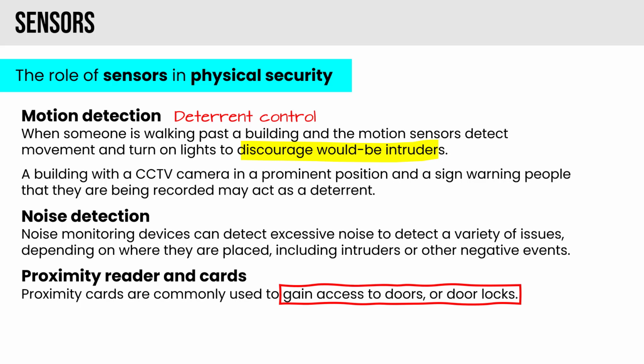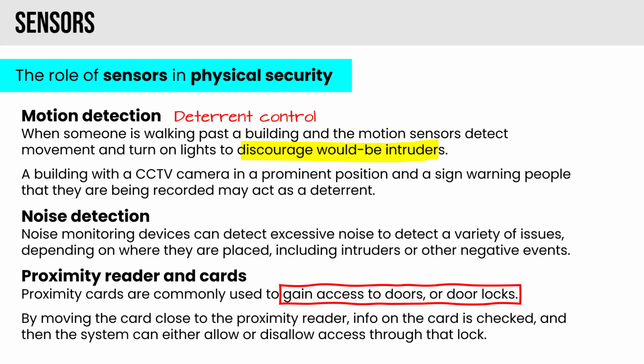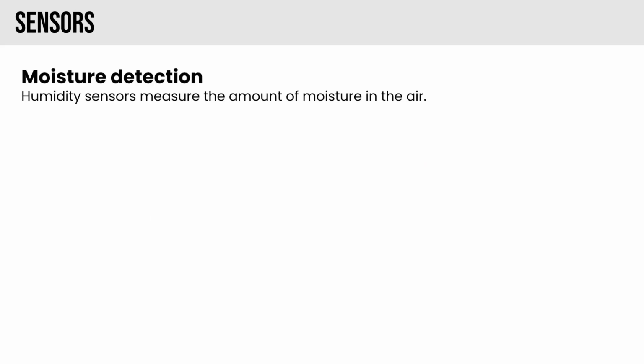Proximity readers and cards. So proximity cards are commonly used to gain access to doors or door locks. So RFID proximity readers are a sensor of a sort. By moving the card close to the proximity reader, info on the card is checked, and then the system can either allow or disallow access through that lock based on the information related to that individual. So humidity sensors measure the amount of moisture in the air.